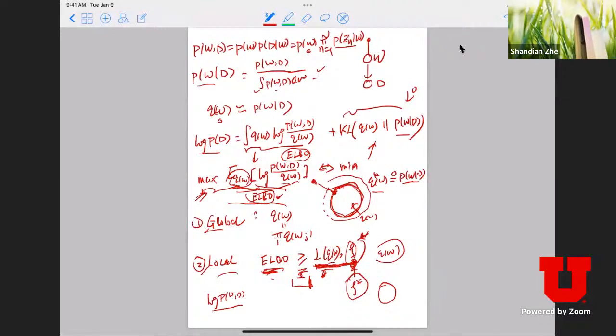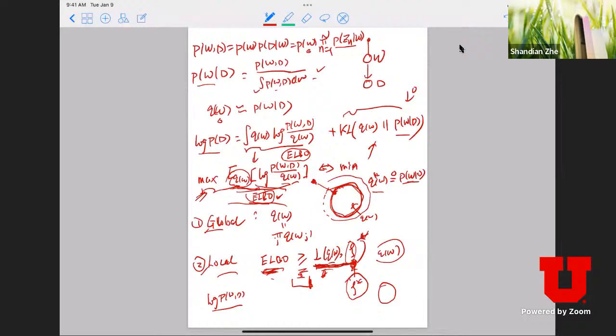If you do the local version inference, you have to find some structure or some terms inside your log joint probability that satisfy some property like convexity, right? And then you apply those tricks, and usually it's not very easy. It's not like an off-the-shelf tool you can leverage.